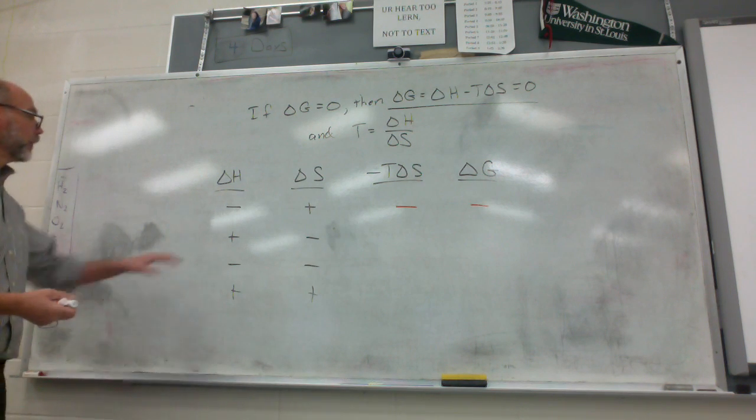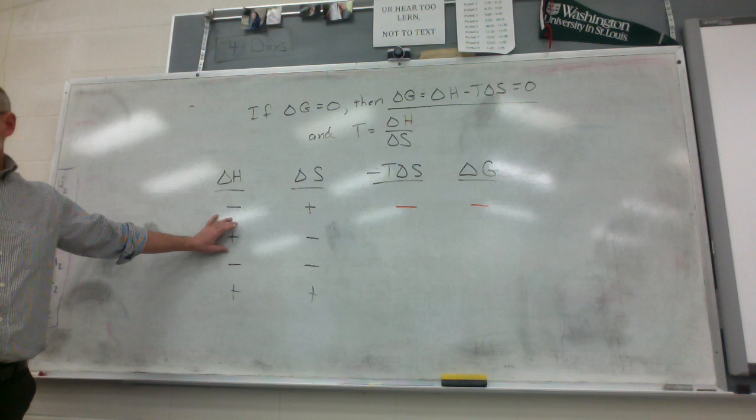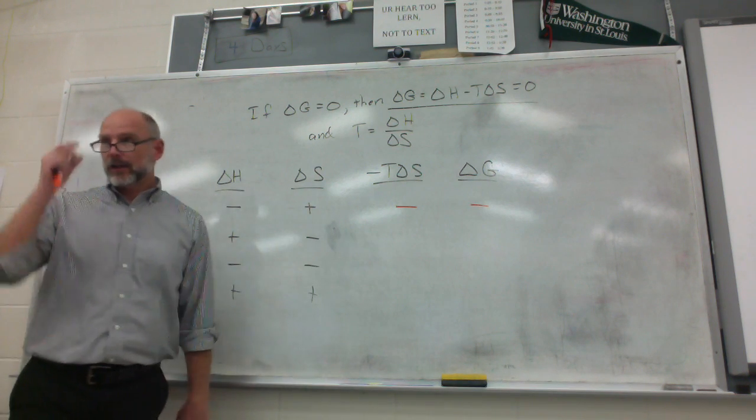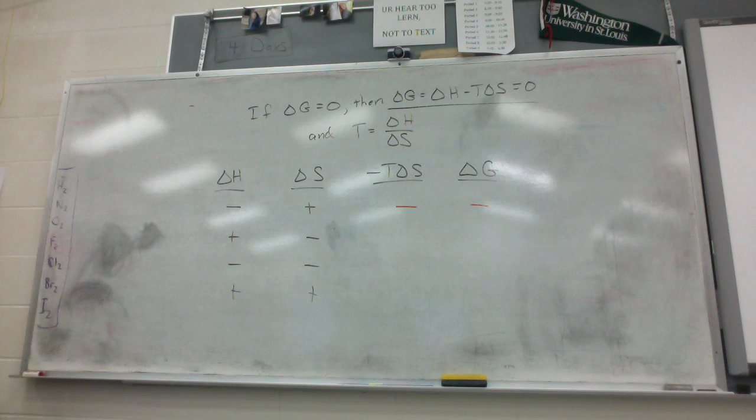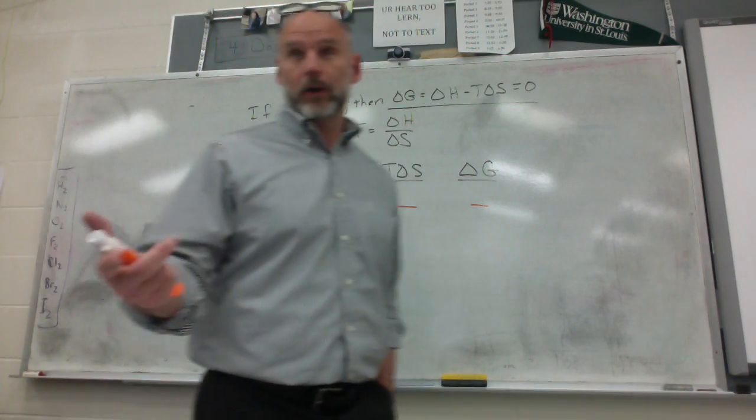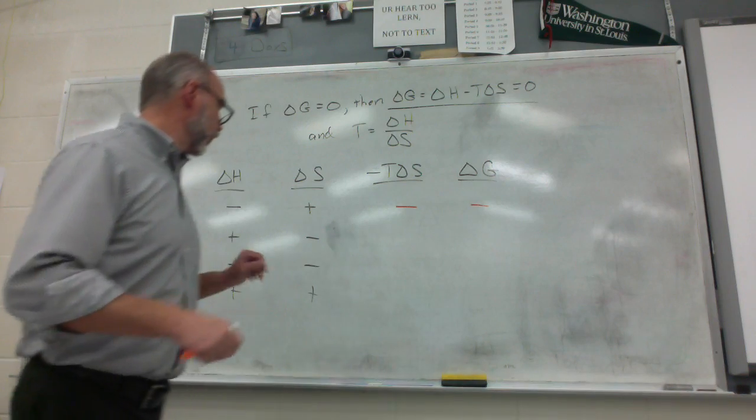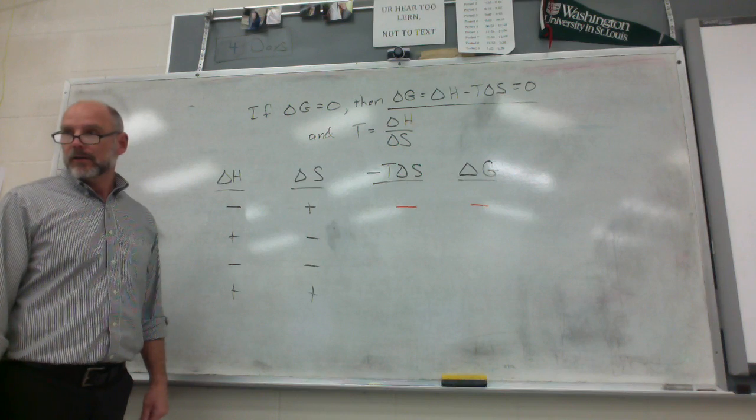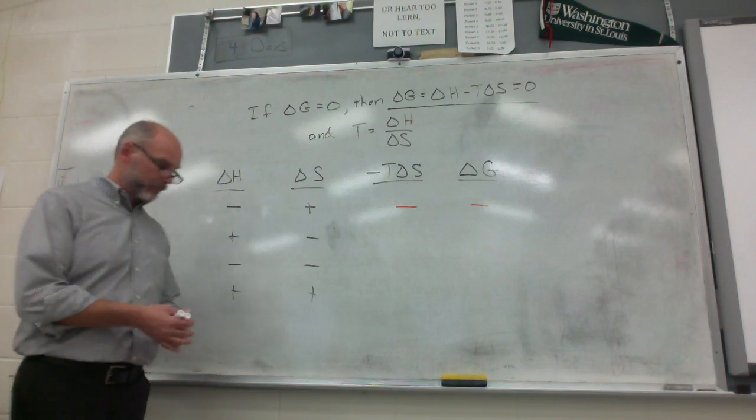Now, the next one, we've got a delta H of positive, meaning endothermic or exothermic? This is endothermic, so energy is being absorbed by the system. The delta S is negative. What does that mean? Less dispersed, interestingly enough. Less dispersed, more ordered, in other words, okay? And what is my sign of negative T delta S going to be then? Positive.